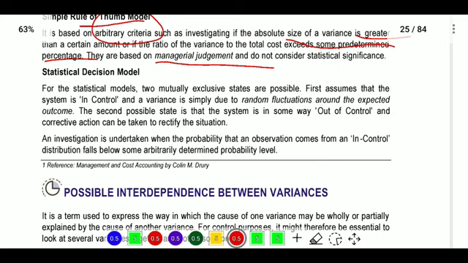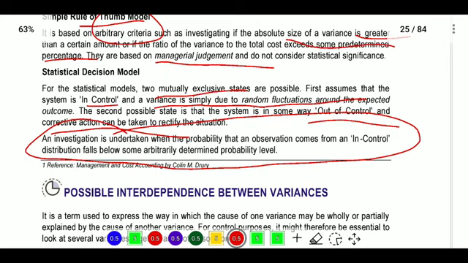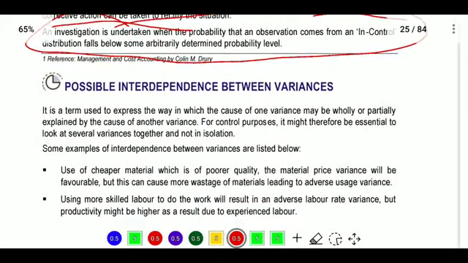or they will go for a statistical method also. Here two mutually exclusive states are possible. The first assumption is that the system is in control, where the variance is simply due to random fluctuations around the expected outcomes. The second possibility is that the system is out of control, and then corrective actions can be taken to rectify the situation. Investigation is undertaken when the probability that an observation comes from the in-control distribution falls below some arbitrarily determined probability level.